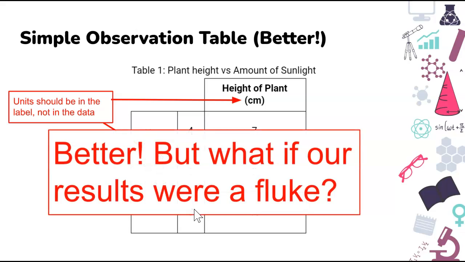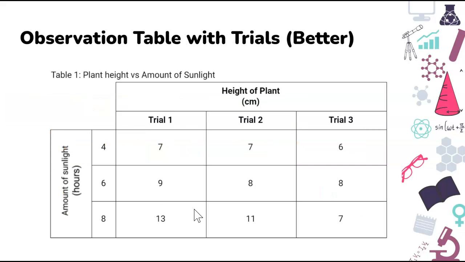Like, for example, what happens if the results we had were just a fluke? This is only showing us trying it one time. And as we've already learned, when you're performing an experiment, you shouldn't only do things once. You need to be able to repeat it over and over and over again, because that's how you know that your data is reliable. So instead of only doing it once, let's say we did it 3 times.